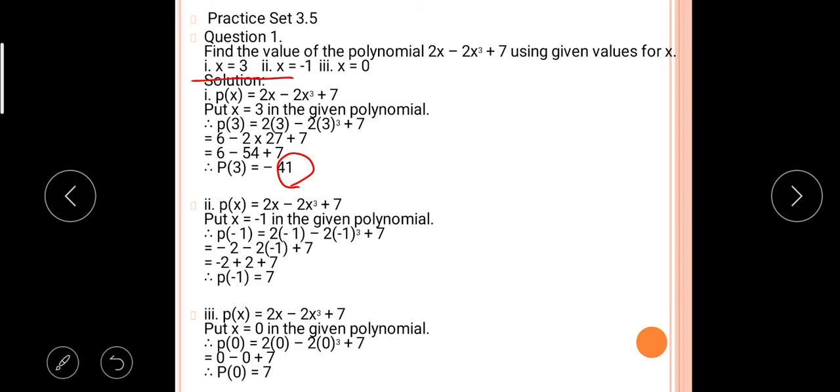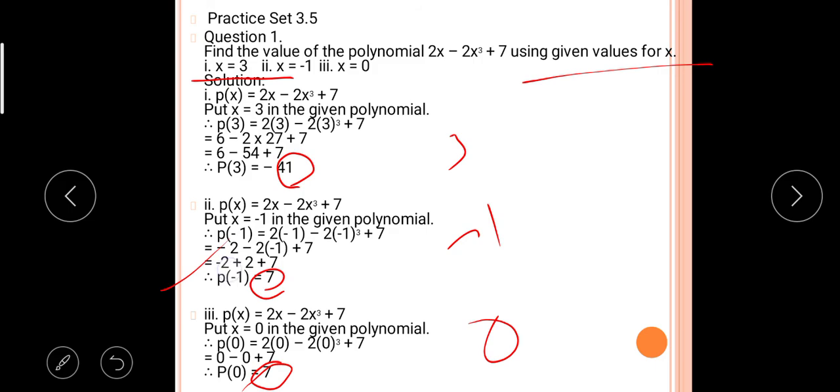Similarly, this is just the value of the given polynomial. We are using the value of the given polynomial for different values of x, that is x equal to 3, minus 1 and 0. Here x is 3, here x is minus 1 and here x is 0. So after substituting the values, you will get p of 3, p of minus 1 and p of 0.